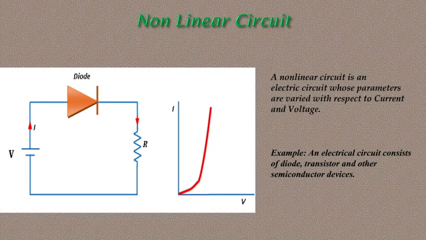Nonlinear circuit. A nonlinear circuit is an electric circuit whose parameters vary with respect to current and voltage. In other words, an electric circuit in which circuit parameters like resistance, inductance, capacitance, waveform, frequency are not constant is called a nonlinear circuit.